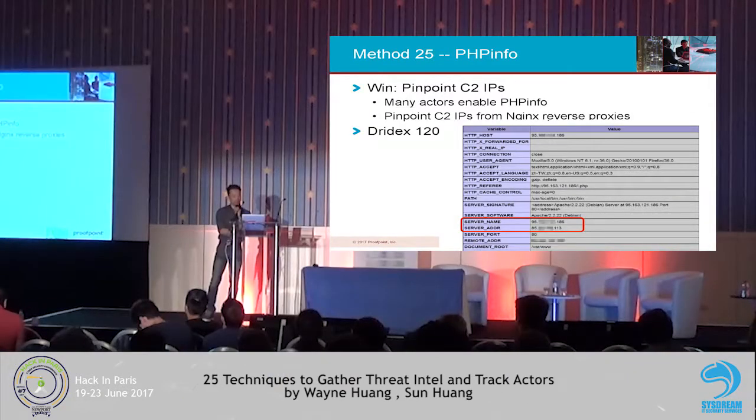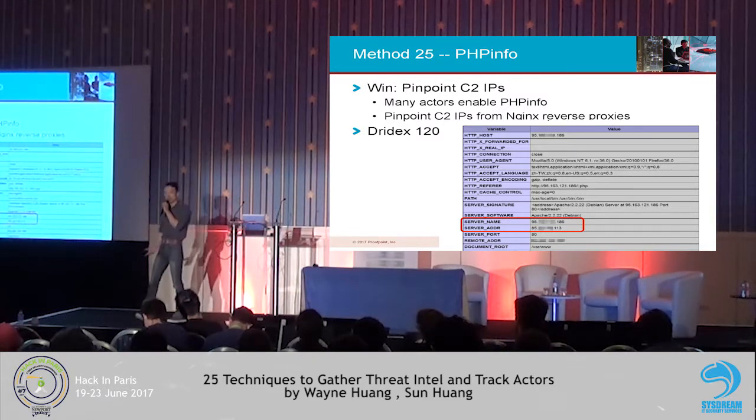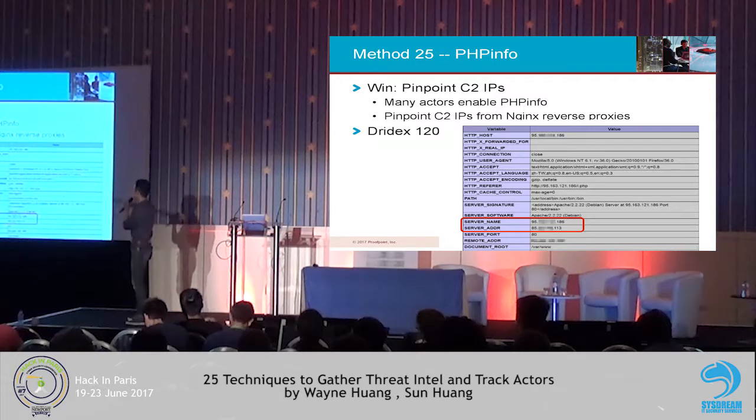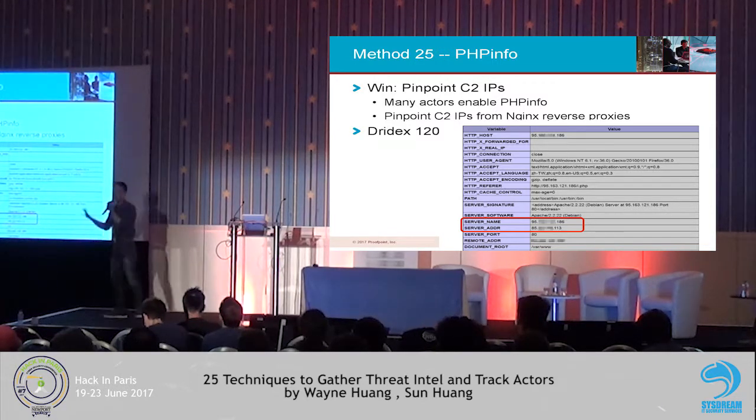How about their real IP? DrideX 120. We don't know what, reverse proxied, we don't know what their IP is, but they have PHP info. And inside their PHP info, we saw their real server IP.